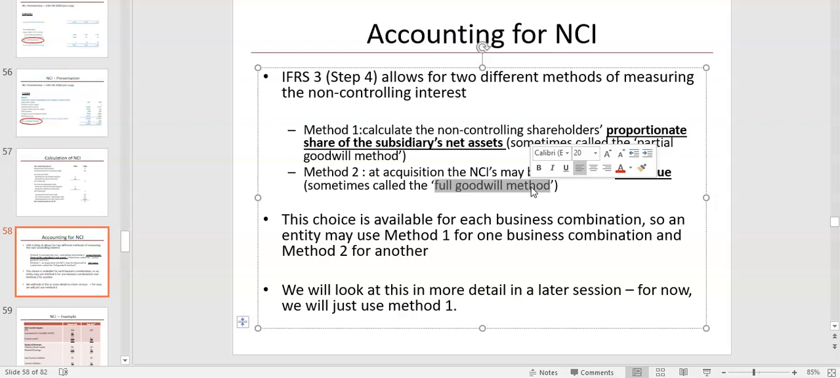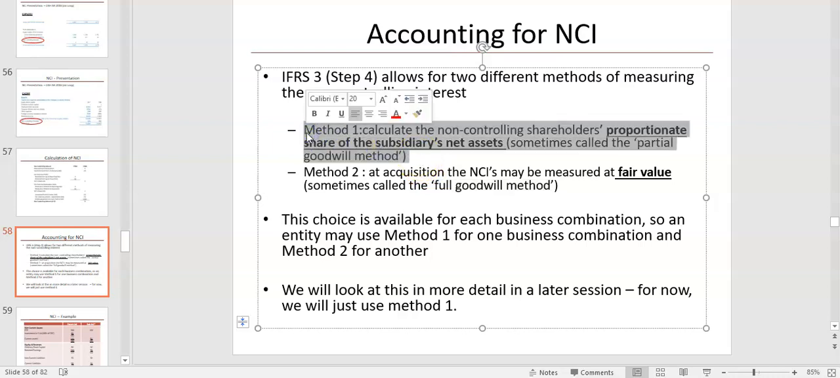Now, method 2 we'll deal with next week when we deal with advanced IFRS 3. It's a bit more of a step up. For now, we're just worried about method 1. If there is an NCI, you get the value of net assets at the acquisition date and you take the relevant percentage shareholding. So if the NCI is 10%, you multiply net assets by 10%. What this one is called is the partial goodwill method. There's only goodwill attached to the parent's share. If you're valuing the NCI using method 1, there's no goodwill attached to the NCI. And I'll show you that in the example we're going to do now.